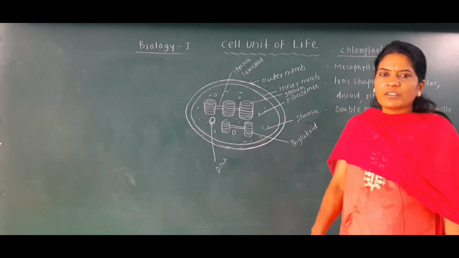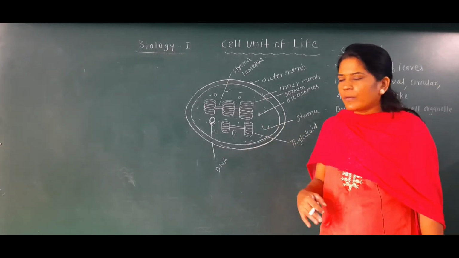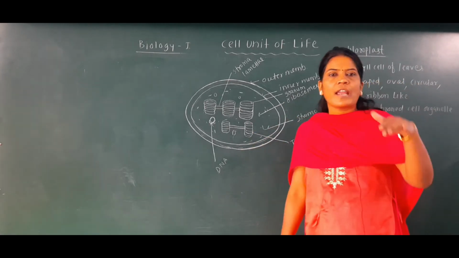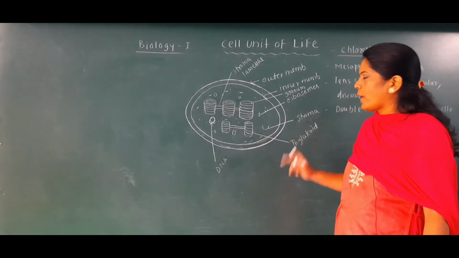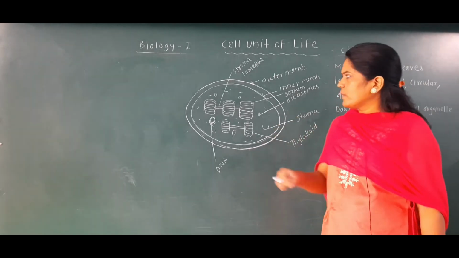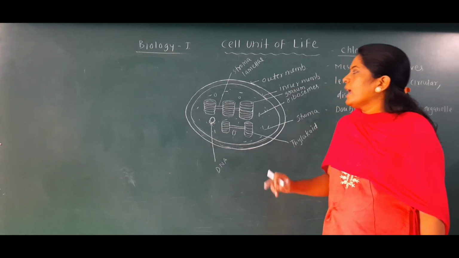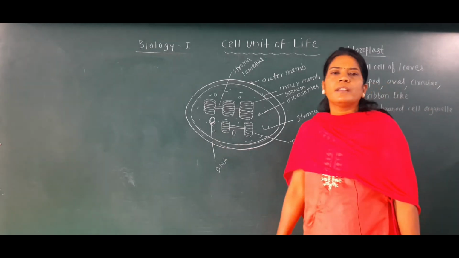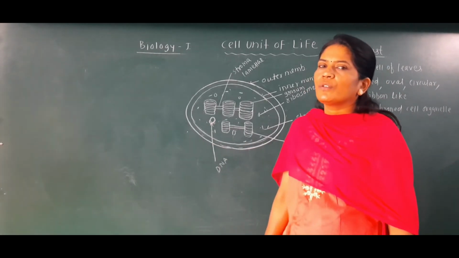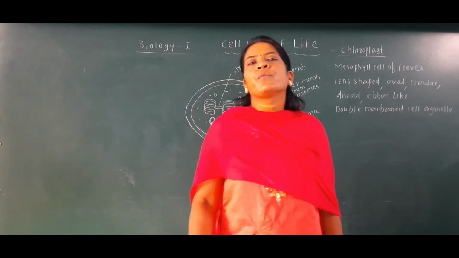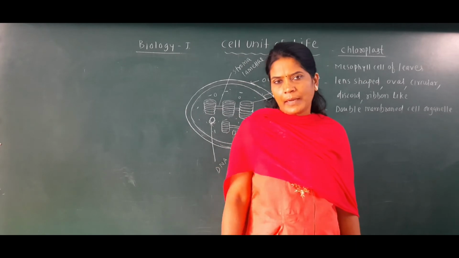Inside the stroma, which structure is found? Here, this is the ribosome. This structure, which is like the stack of coins, is called as thylakoid. A single structure from the thylakoid is called as granum or the grana. This is the DNA. And here, you can observe this chloroplast, which is called as a factory for the synthesis of the food in the plant.